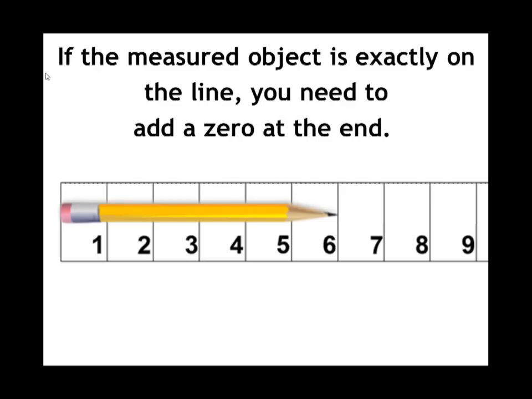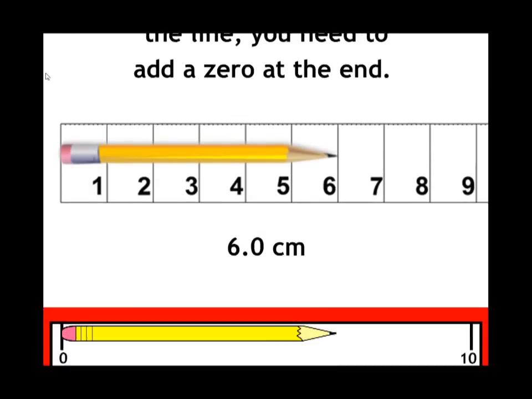We have to say more than that, 6 point something. In this case, because it's exactly on the line, then you would record this as 6.0. And the 0 is at the end of the number, and it is the estimated digit. Because it is on the line, you add a 0 at the end.